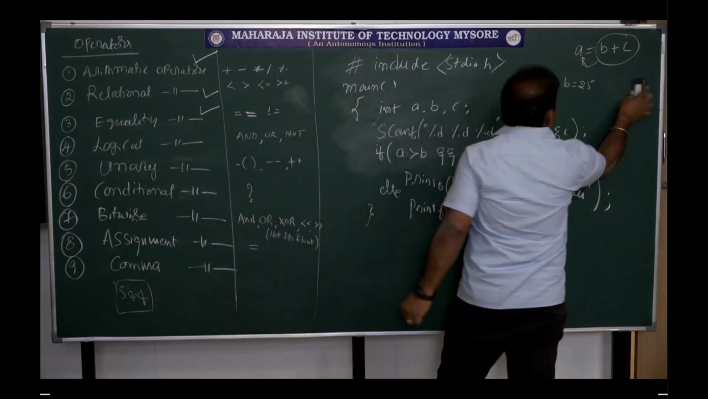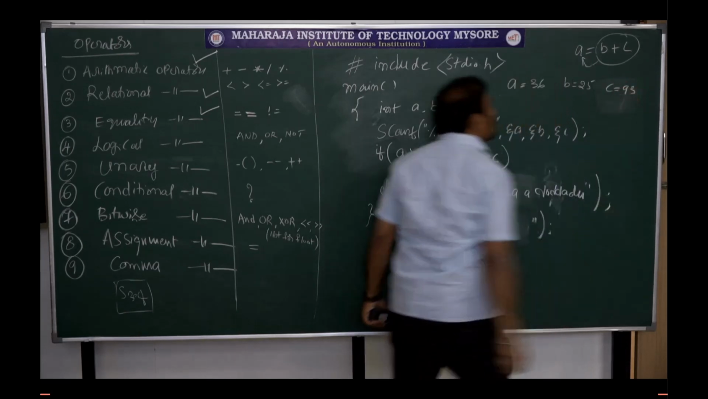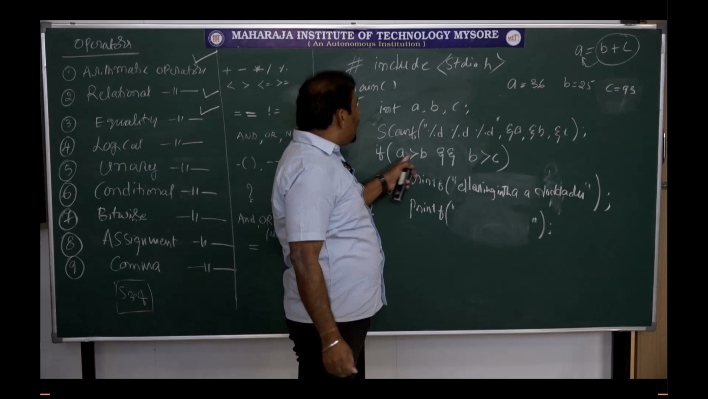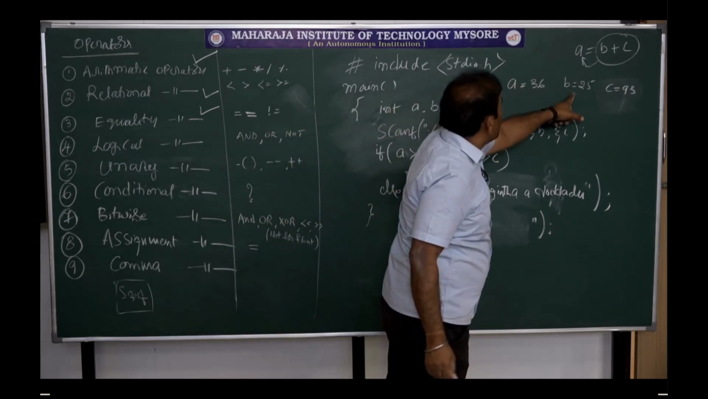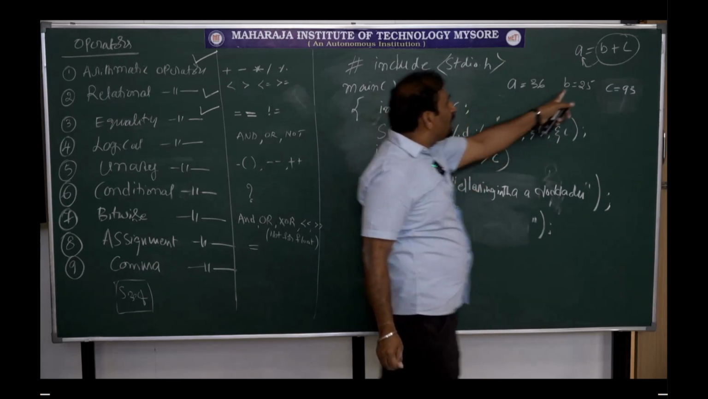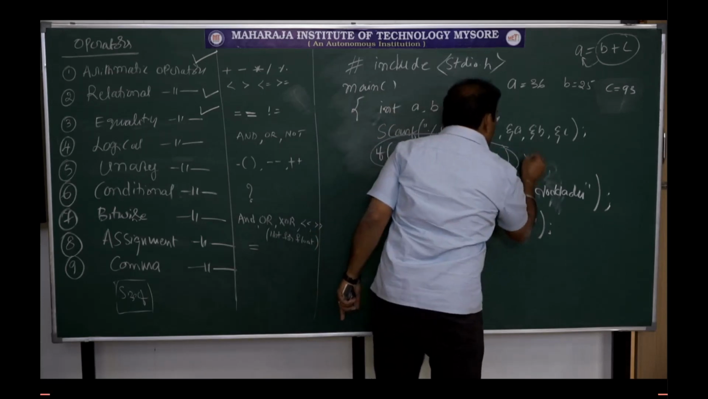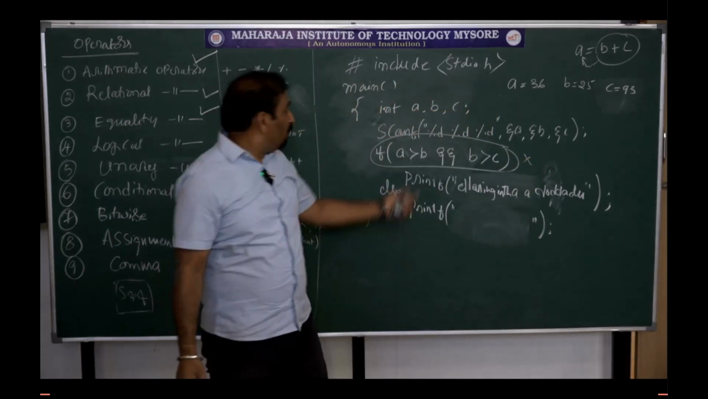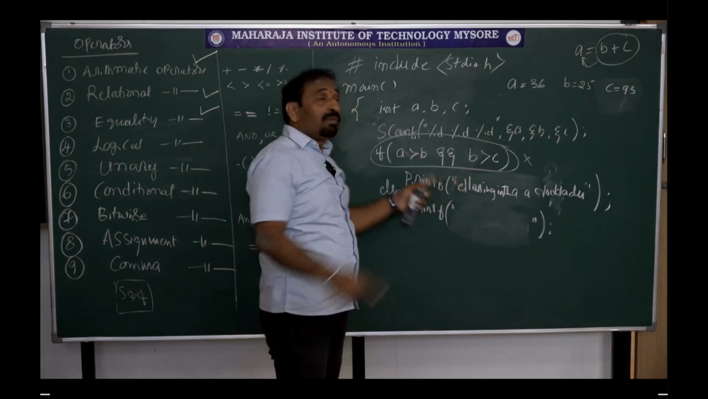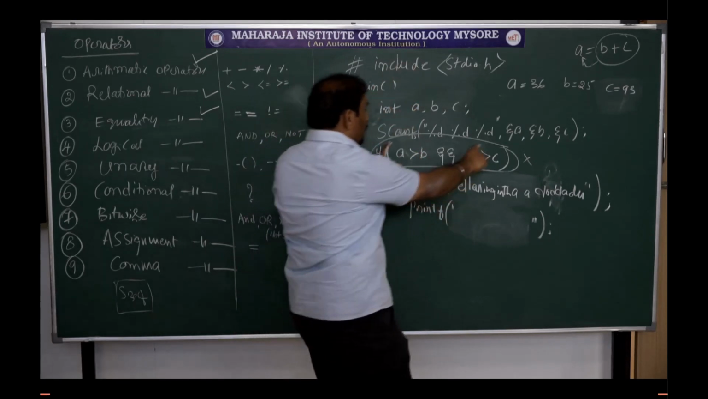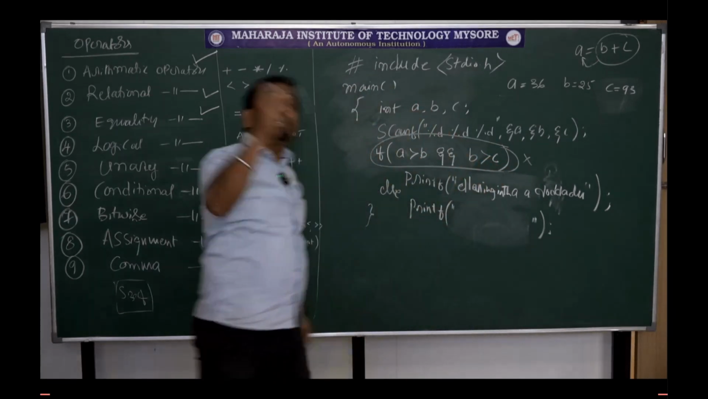Now, if for example, C is equal to 93, is A greater than B? Yes, A is greater than B. Is B greater than C? No. This has become false. But only this much has become true, and this has become false. The entire bracket becomes true only when this and this both are true.